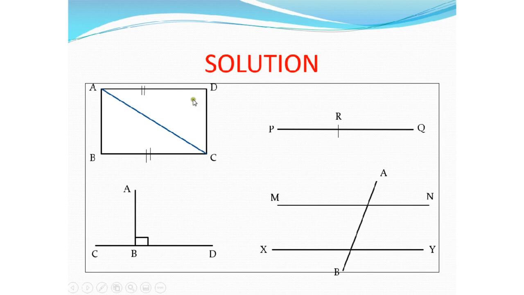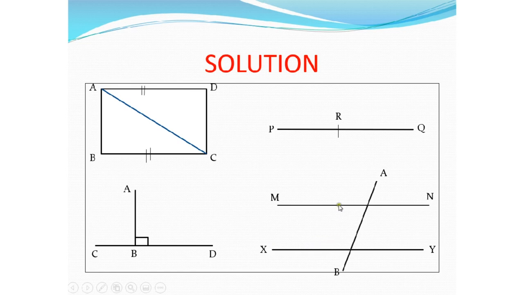Then number two, the midpoint R. R is the midpoint of line PQ, meaning that PR is equal to RQ. If PR is 5 centimeters, RQ will also be equal to 5 centimeters. Number three, you are drawing AB perpendicular to line CD, and B is on CD. Look at it. There is the line AB. There is the sign to show that this line AB meets the line CD at right angles. So it is perpendicular to CD.